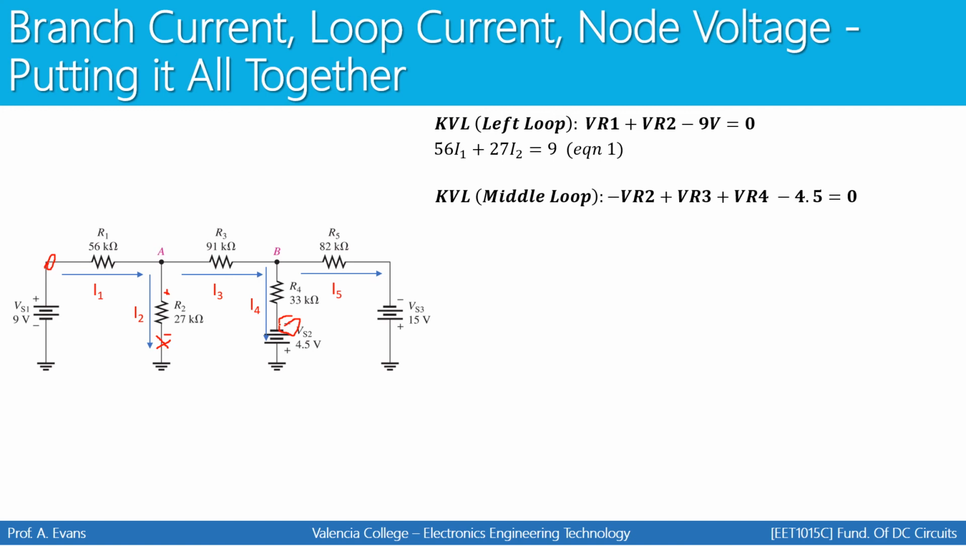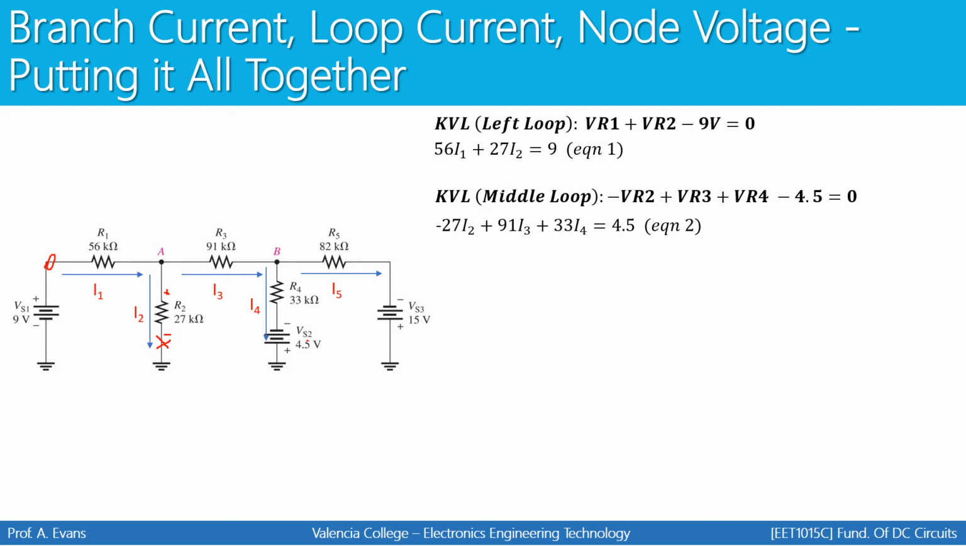Notice the polarity of that voltage source right there. You hit the minus sign first. So you're going to have to make sure you reflect that in your equation. Look at the minus sign right there. So there's our equation for the middle loop. We're going to make our substitutions for each voltage drop. And that's our second equation.